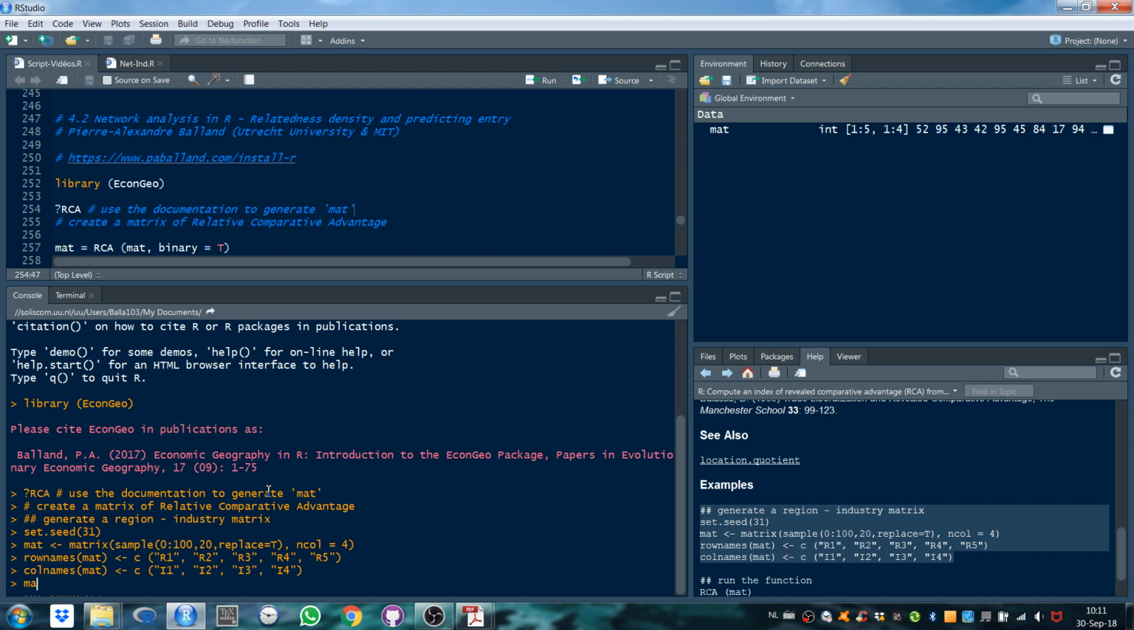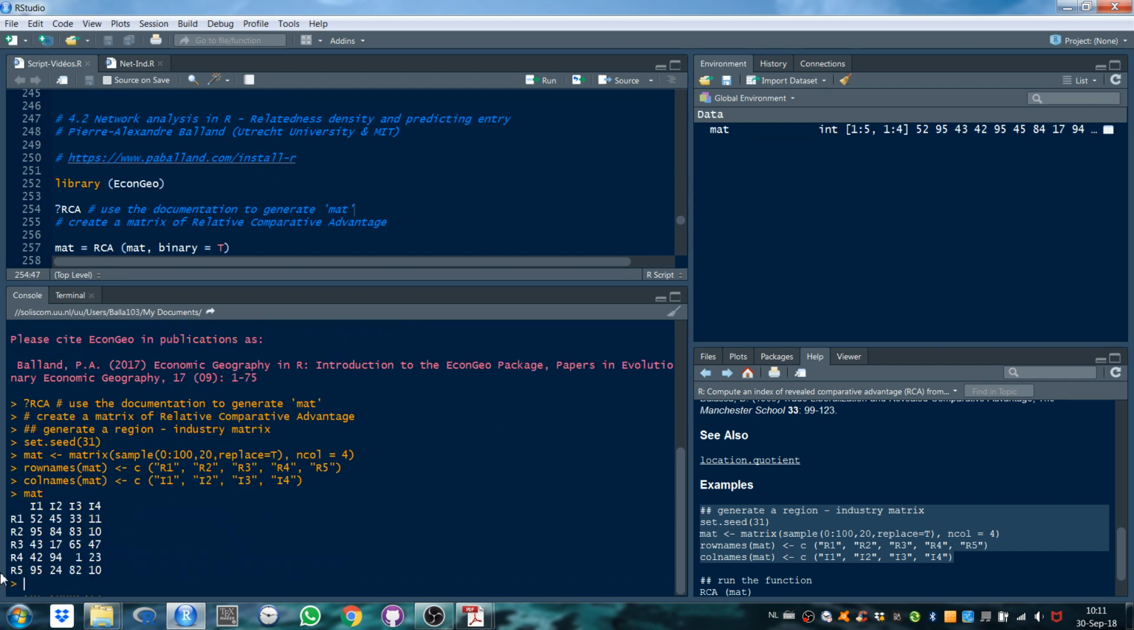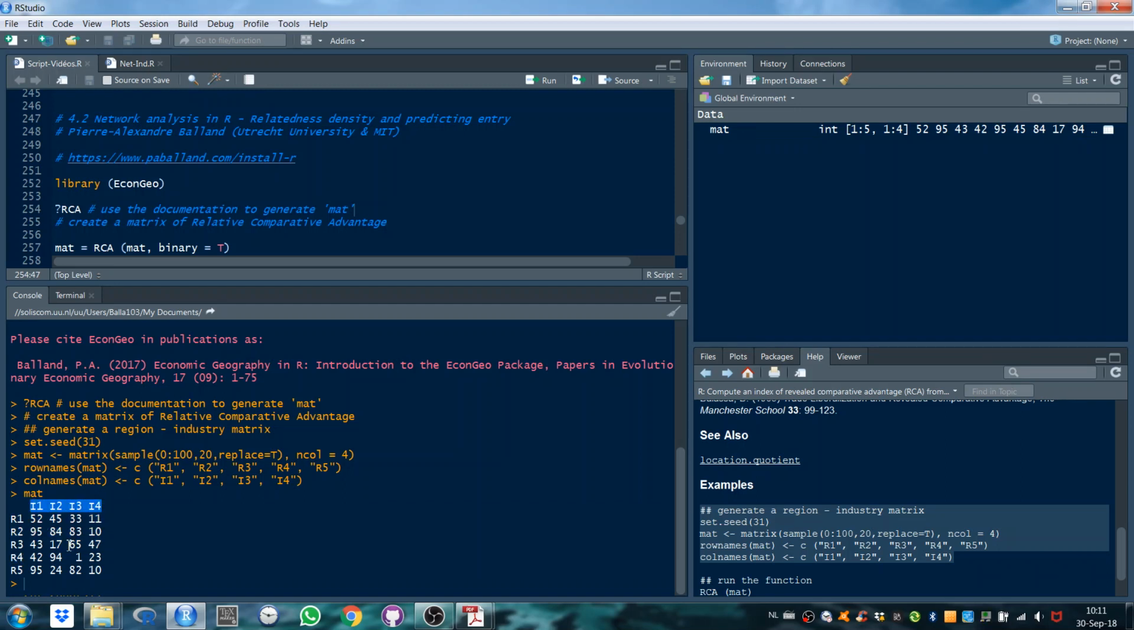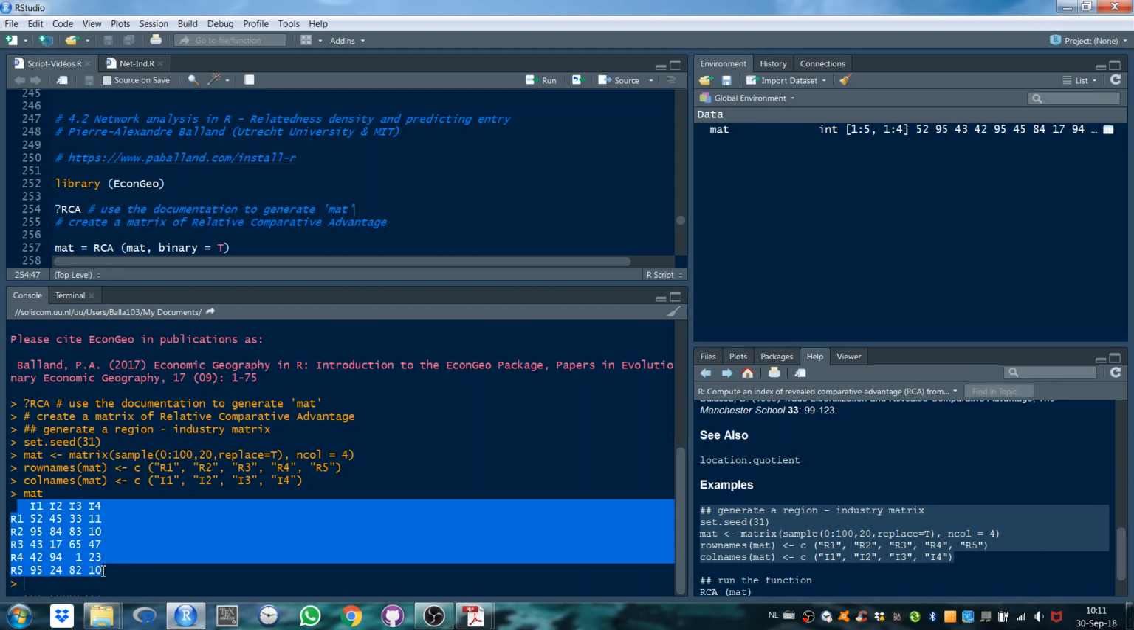I generate a matrix called mat that basically tells me how many specific economic activities are in a given region, in a given industry. In this case, for instance, Region 1 might have 52 employees in Industry 1 and 45 in Industry 2. You could also think that these are customers here and these are products in columns, and the cells tell you the intensity of how many products a specific customer buys. This is very generic, it can be whatever you want, but in this example, we're going to use the idea of regions and industries.